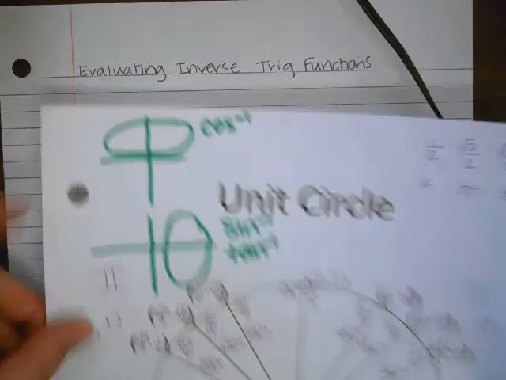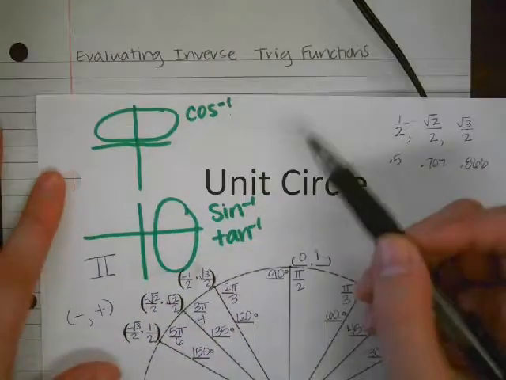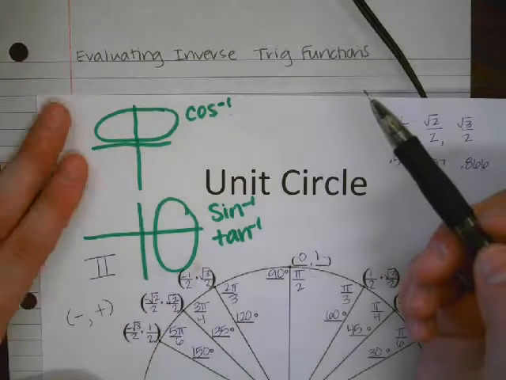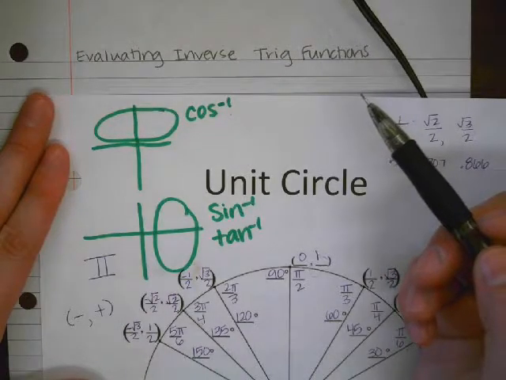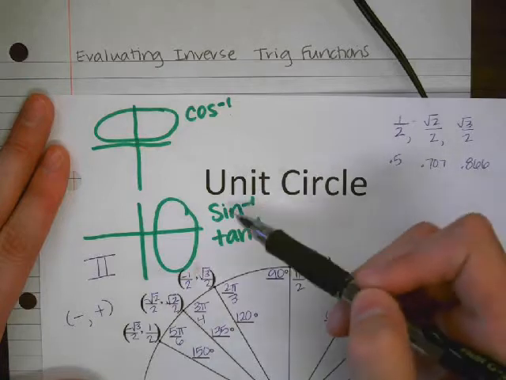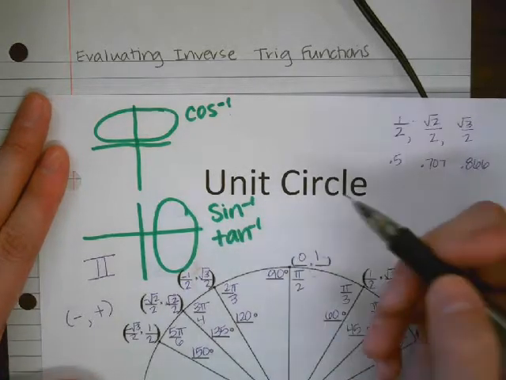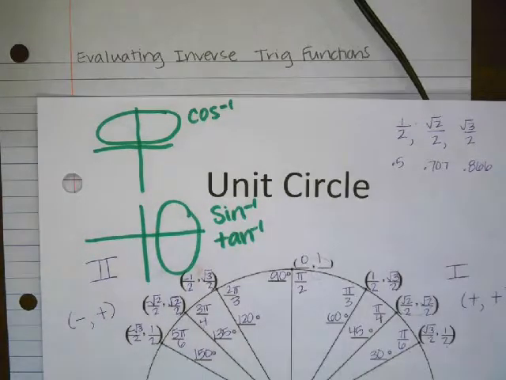And then up here, I went ahead and reminded myself that cos inverse answers can only be found in quadrant 1 and 2. Sine inverse and tan inverse answers will only be found in quadrants 1 and 4. So I put that on my unit circle so that as I work on these problems today, but also in the future when I might not be remembering things as well, I have those things to trigger my memory.